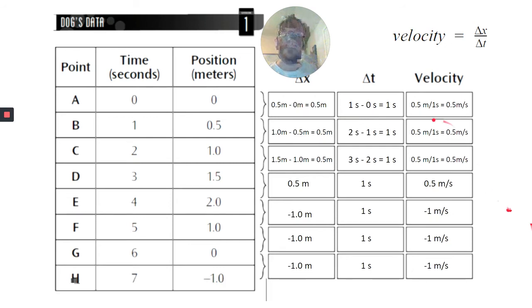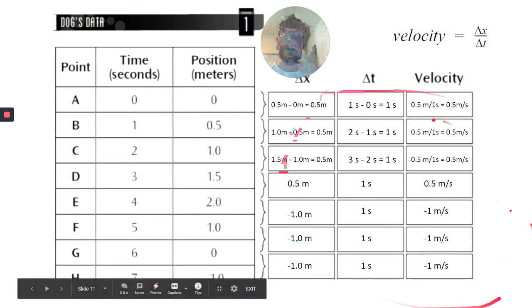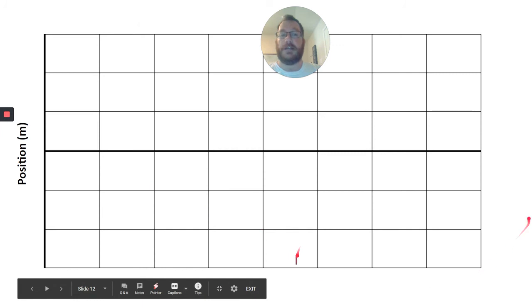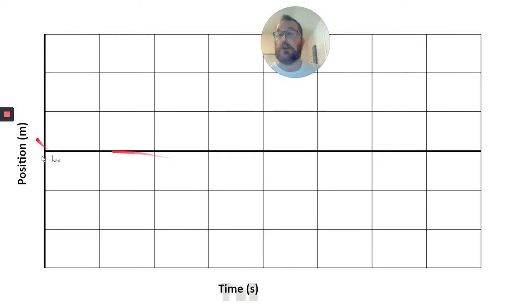Okay, pause the video if you need to make sure that you have all of that. We're going to start graphing. So the first graph that we're going to make is a position versus time graph. So all I'm going to do is graph these points on a graph. So here's our position versus time graph. Each one of these blocks is going to be a second. Each one of these blocks is going to be a meter.